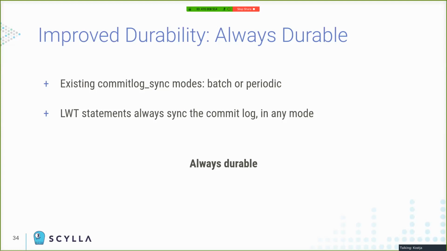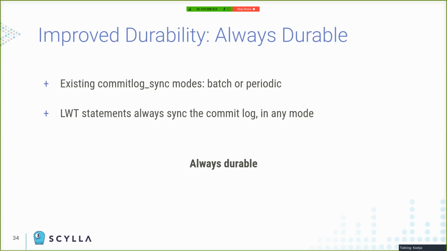And you probably know that Scylla has 2 modes of maintaining the commit log. These modes are more or less the same as in Cassandra. So it's a batch mode and a periodic mode. A batch mode ensures that every write you do to the commit log is immediately flushed to disk. So the transaction or the change is not confirmed before it's written to disk.